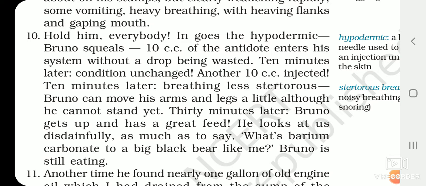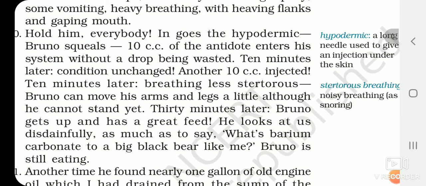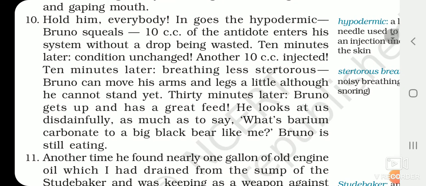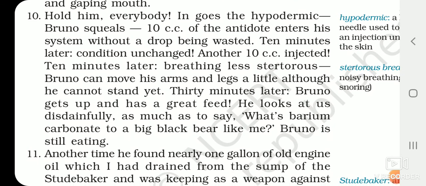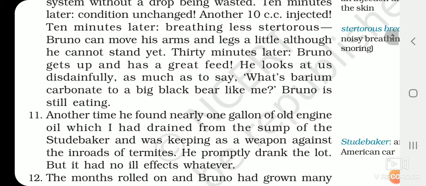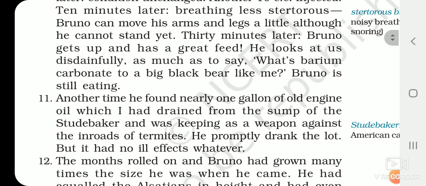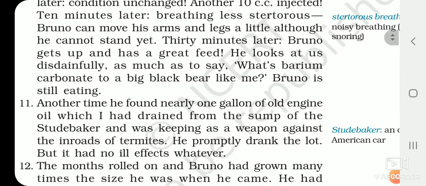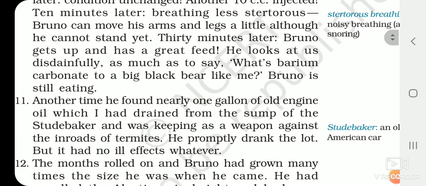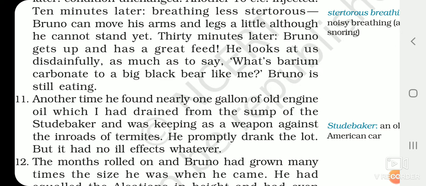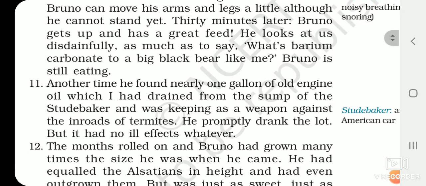10 minutes later, condition unchanged. Another 10 cc injected. 10 minutes later, breathing less noisy. Sternness means noisy breathing stops and he suddenly returns to his normal breathing. Bruno can move his arms and legs a little, although he cannot stand yet. 30 minutes later, Bruno gets up and has a great feed. He looks at us disdainfully. Disdainfully means in a very scornful way, as much as to say, what's barium carbonate to a big black bear like me?